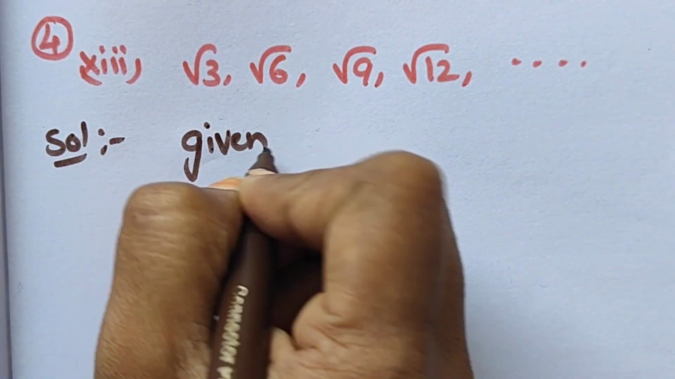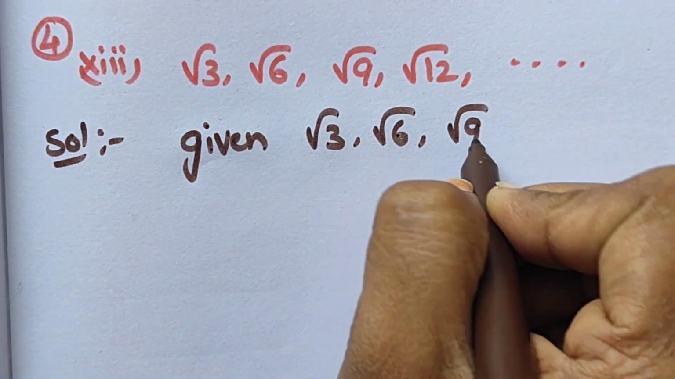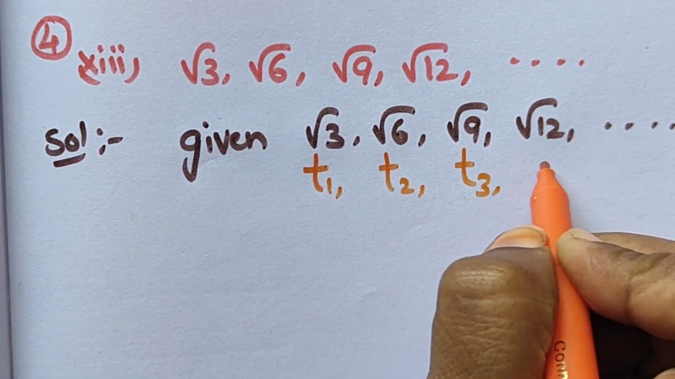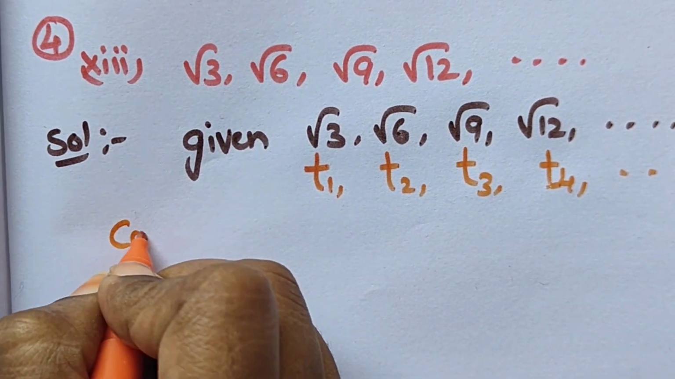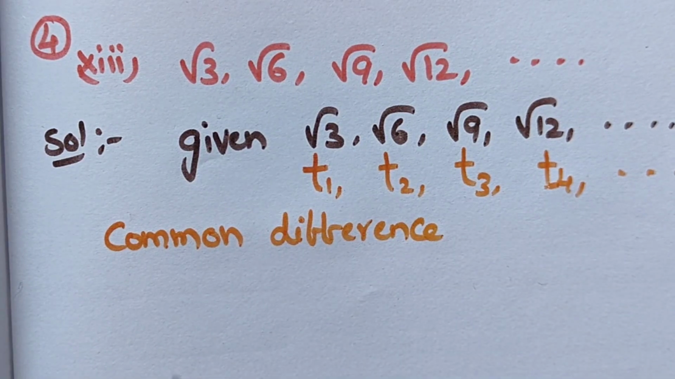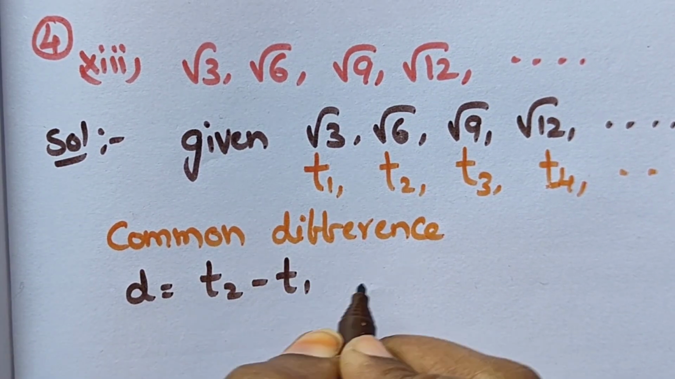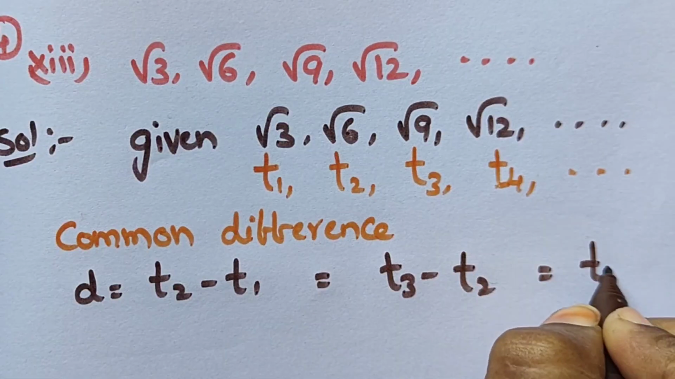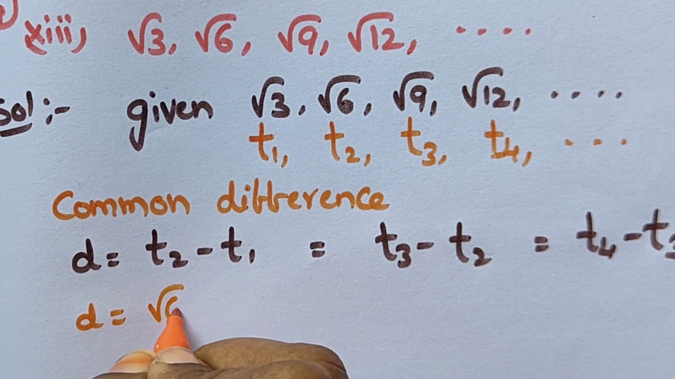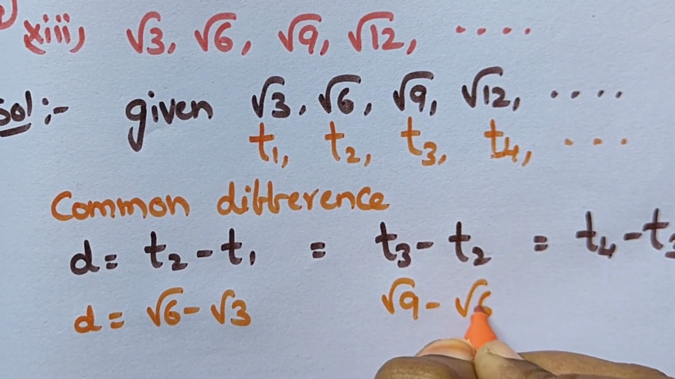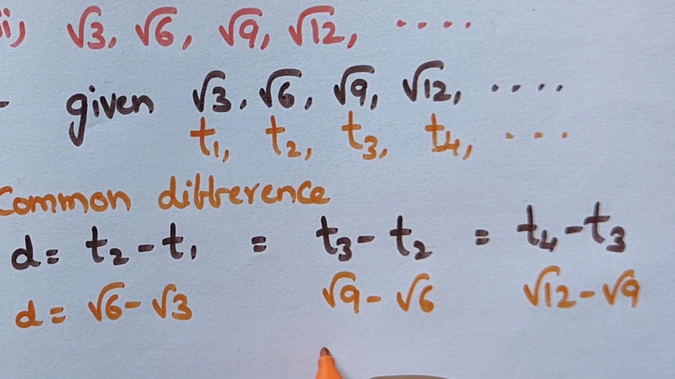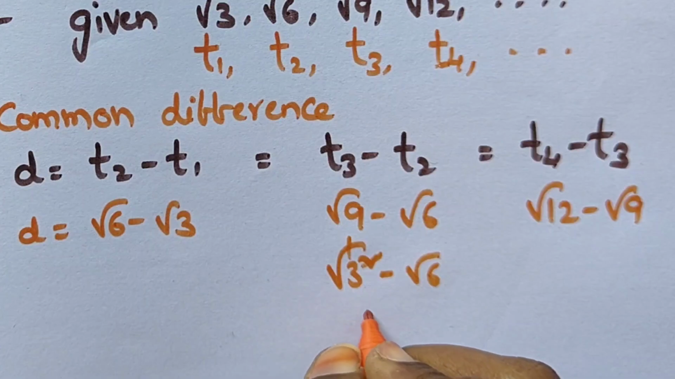Next, the last one, 13th. Root 3, root 6, root 9, root 12. Given list is root 3, root 6, root 9, root 12. We have term 1, term 2, term 3, term 4. Let us find the common difference. D is equal to term 2 minus term 1, is equal to term 3 minus term 2, is equal to term 4 minus term 3. Term 2 minus term 1: root 6 minus root 3. Next, root 9 minus root 6. Next, root 12 minus root 9.